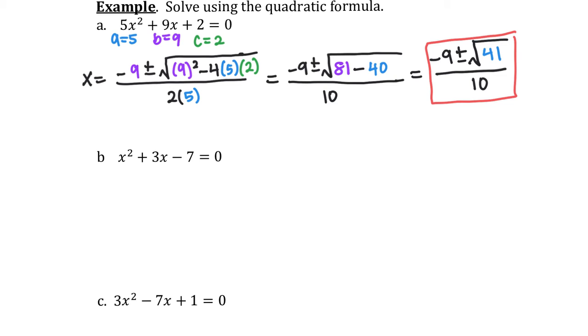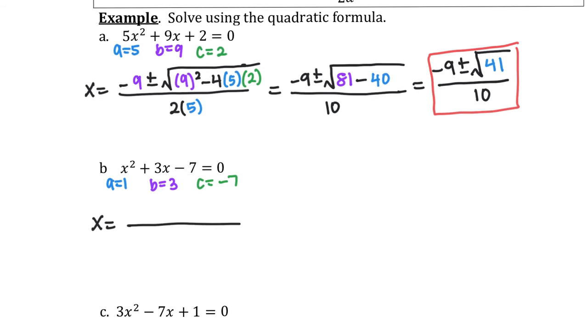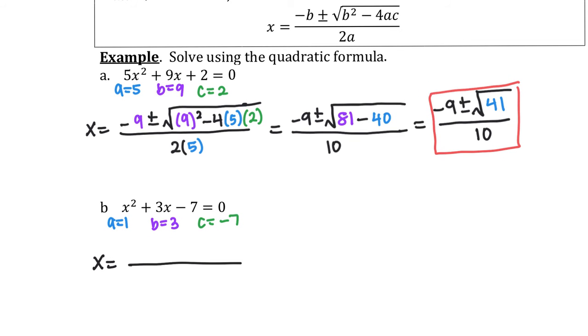The first step again: identify A, B, and C and make sure it equals 0. It does equal 0. So let's see, it's x squared, so A equals 1. B equals positive 3. C equals negative 7. Now I'm going to plug it into the same formula. X equals, let me look back at the formula real quick. Can I fit it? Yep.